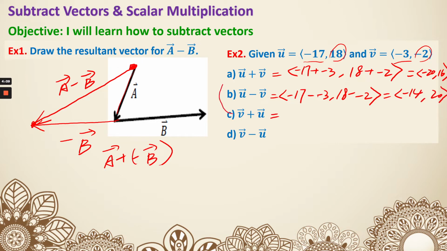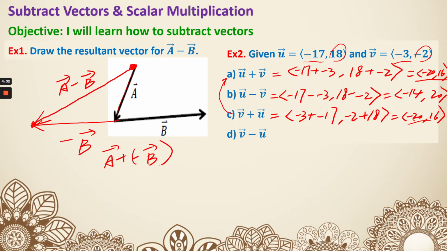B plus U, well, this is supposed to be the same as A. Let's try it. Let's find out. -3 plus -17, -2 plus 18, that is -20, 16. Yep, they are the same because addition for vectors is commutative. That's something we have learned in the last lesson.